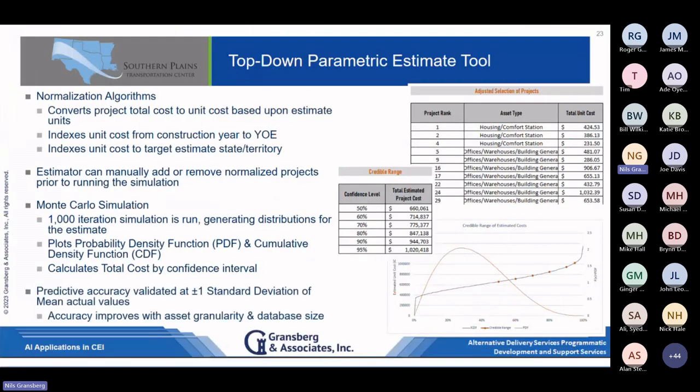And one of the things we did was validate it. We validated it with actual historical projects, putting in just those characteristics and then running the simulations, and all of them came within ±1 standard deviation of the mean values of the actual costs at either completion or at procurement.